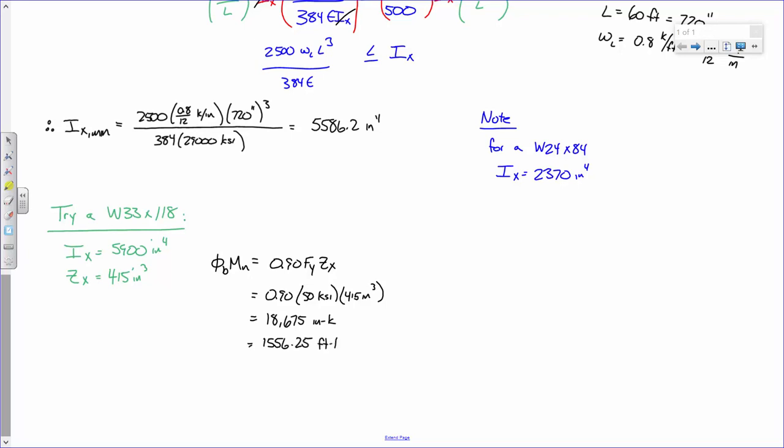Sound good? We do have to update our loads, so we have Wu equals 1.2 Wo plus Wd plus 1.6 WL. Why are we updating our loads? Because this needs to be 0.118 kips per foot. Say it again. So 1.902. Sound good? Yes, sir.